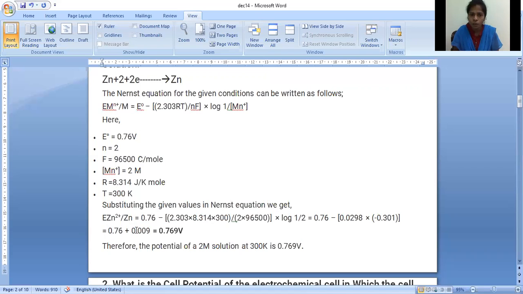Yes. So let us simplify this. 0.76 minus, after multiplication and division, we got this. And finally 0.76 plus, by doing simplification, we get 0.009. So finally we got 0.769 volts. This is the electrode potential of zinc in a reduction reaction. Yes.